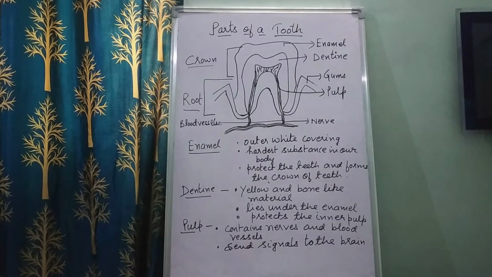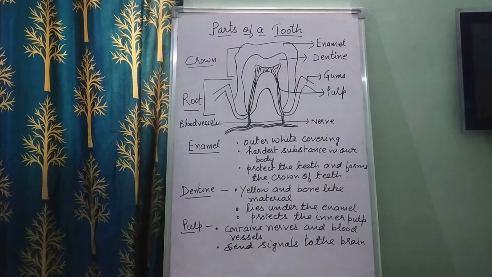So children, the white part which we can see outside, the white part on the outside of a tooth, is called enamel. Because this is a white part, and it is outside of a tooth that we can see. That's called enamel, and it is the hardest substance in the human body.